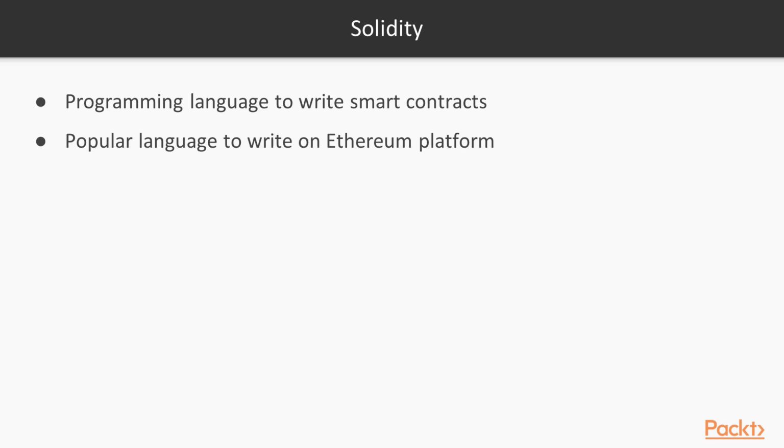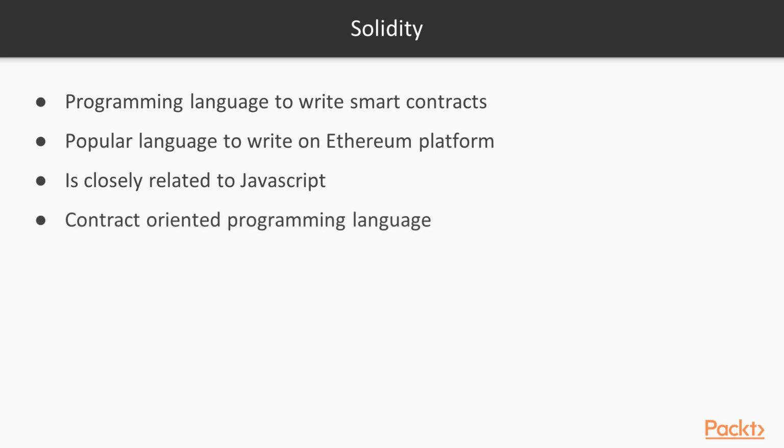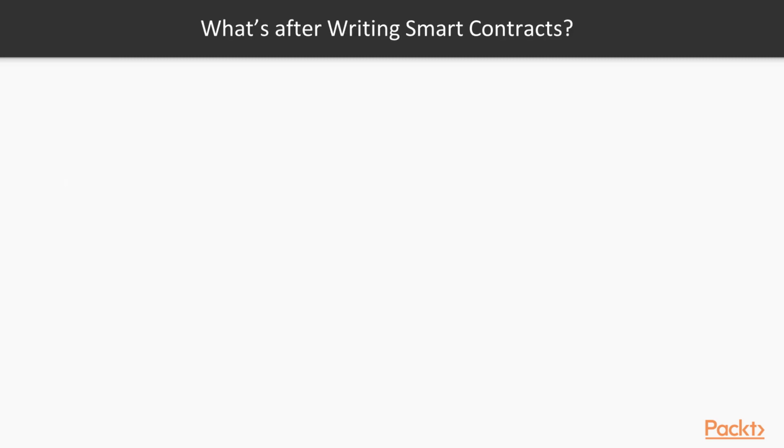The smart contract code we create using Solidity runs on the EVM, which is the Ethereum Virtual Machine. Since Solidity is closely related to JavaScript, people can learn Solidity easily if they have experience in JavaScript. Just like computer programs, smart contracts of Ethereum are written in a programming language called Solidity. And since it's a contract-oriented programming language, which is kind of related to JavaScript, it'll be easy for you to learn.